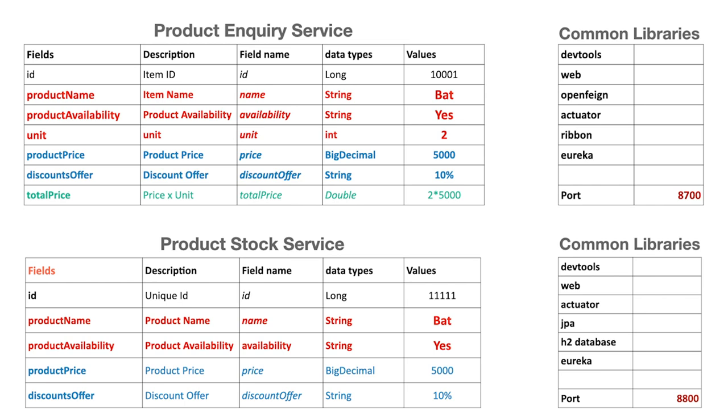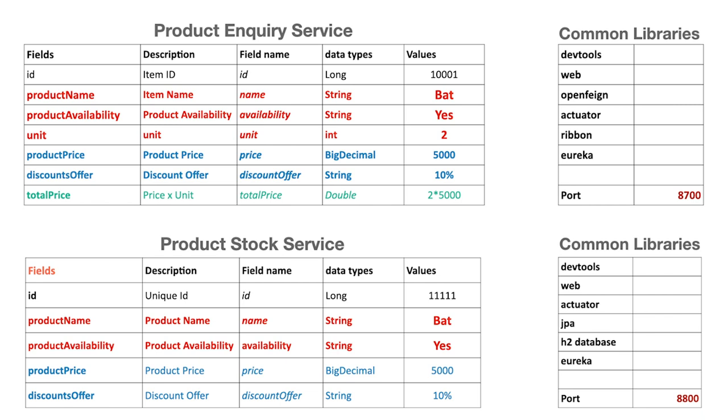These are the input parameters required to call stock service, which we'll see later. As you can see, there are a couple of additional fields highlighted in blue. These are product price and discount offer, which will come from stock service as an output. Total price is calculated based on the product multiplied by number of units.